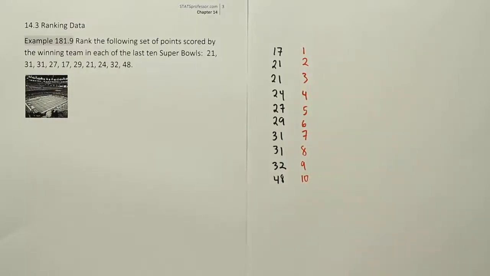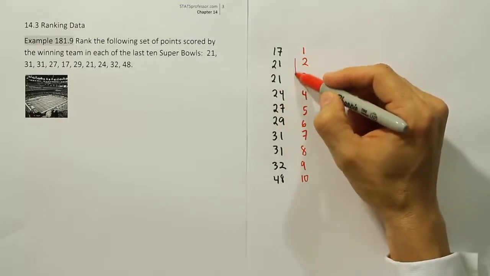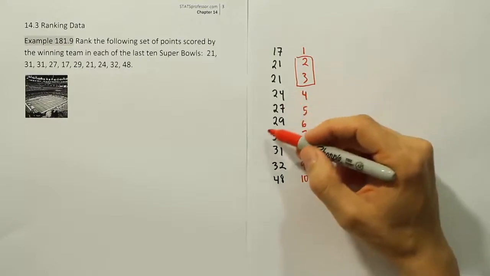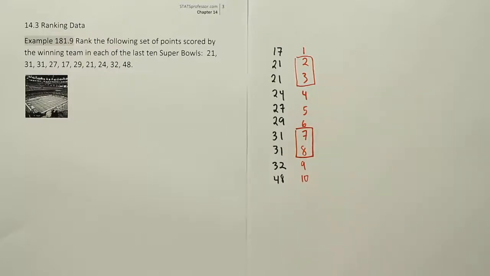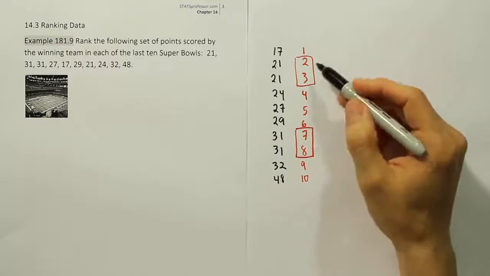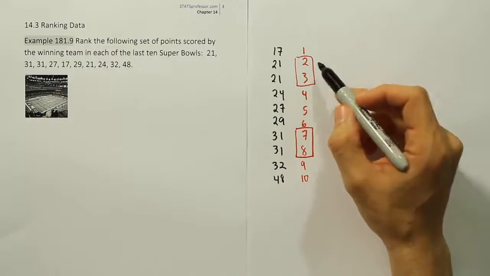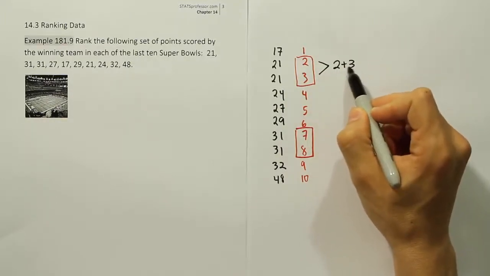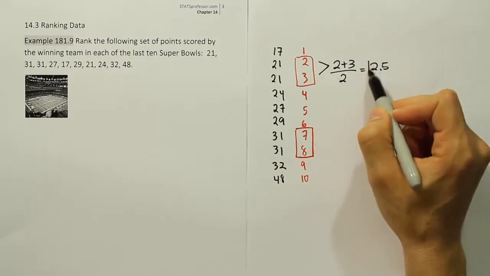However, we want to identify any ties that would have occurred. When I look at 21, I say, oh, those are tied. So these two ranks aren't going to stay. Any other ties? Well, there's 31. Those ranks are not going to stay as they are. What we're going to do for those ranks is average them. Because they're tied, we don't want to give one a higher rank than another. Why should this 21 get 3 and this 21 only get 2? So I'm going to take these two, 2 plus 3, which is 5, and divide by 2. We end up with 2.5.